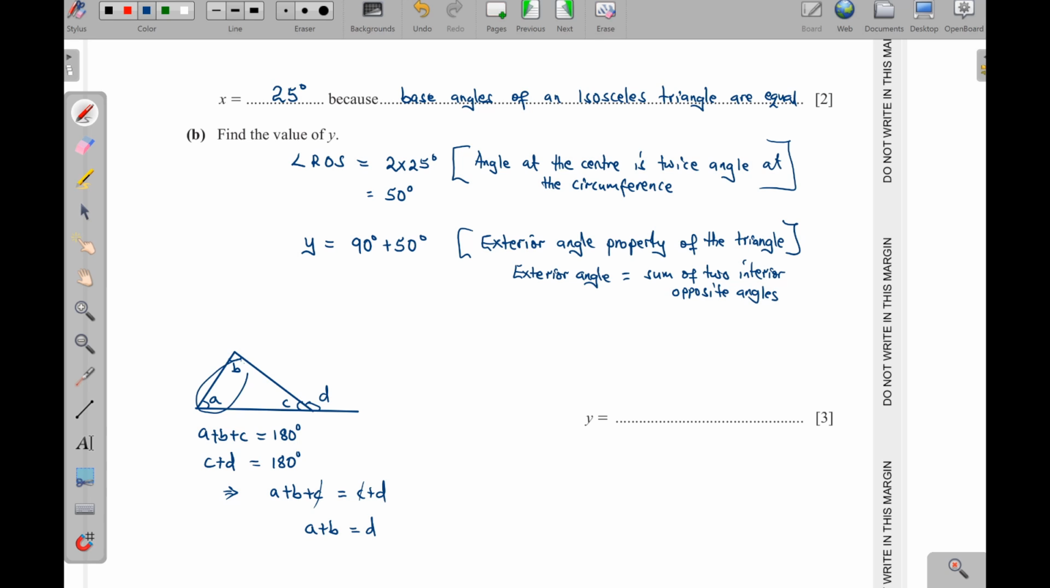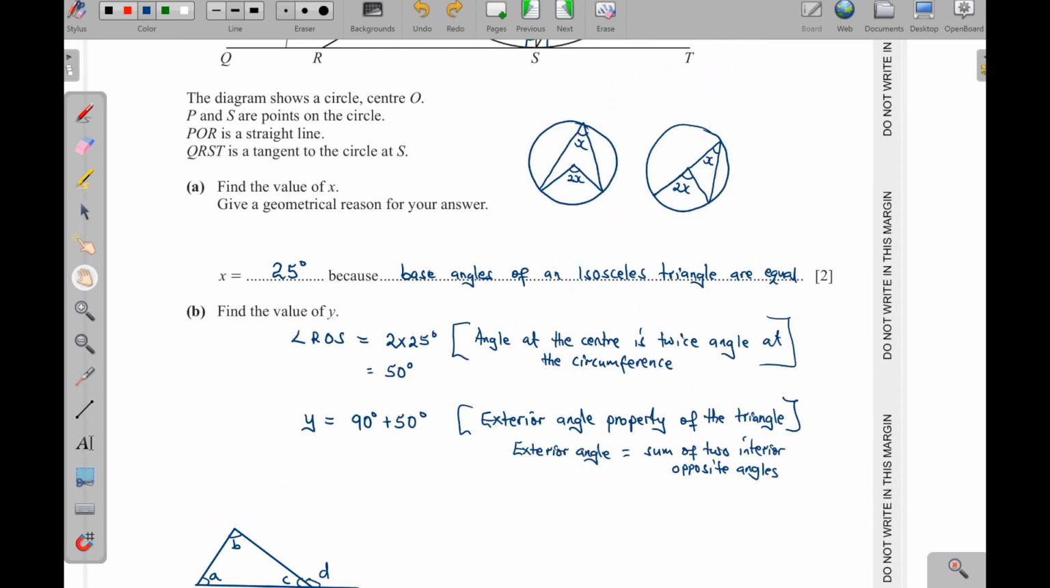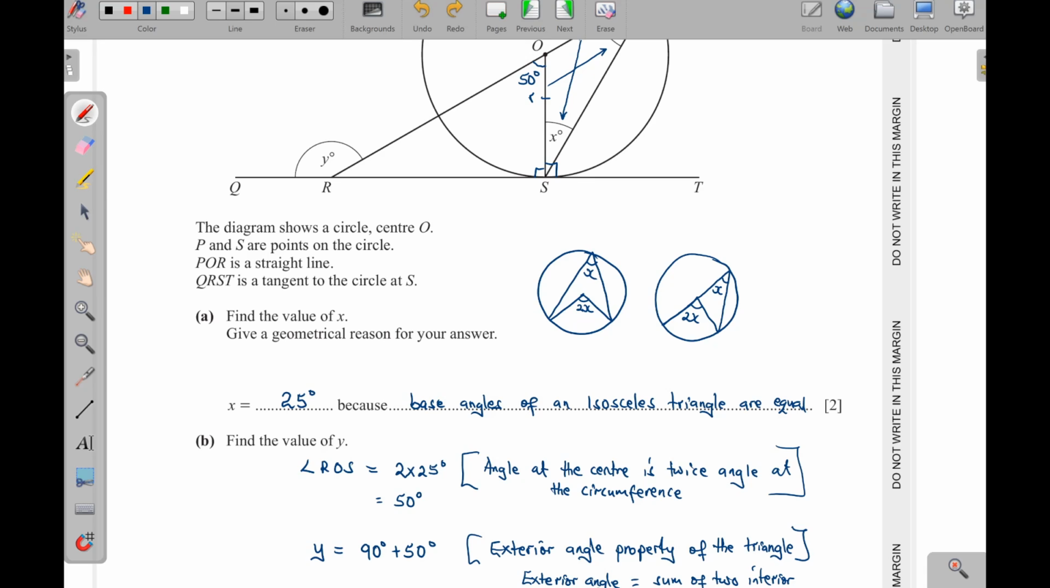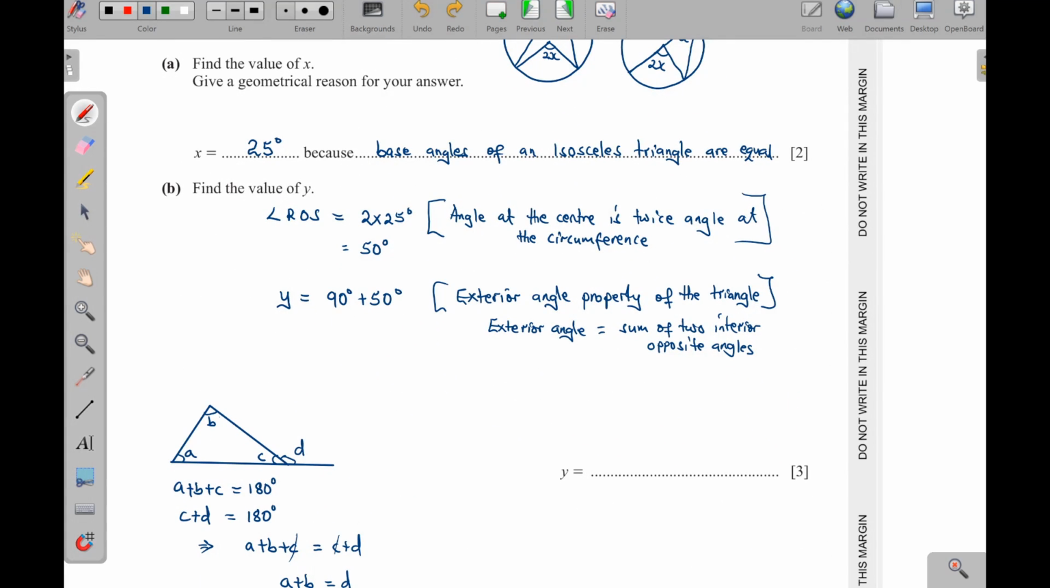These are the two interior opposite angles. When they are added, they give you the exterior angle. That is what I said here. So that's why here I'm saying that you are having a 90 here, then plus the 50, they will give you this one here. You get that? And this one I think becomes 140 degrees. So that would be our answer here.